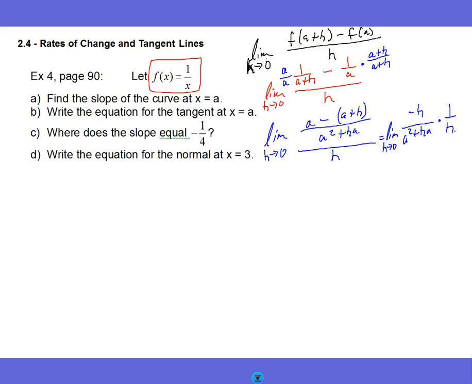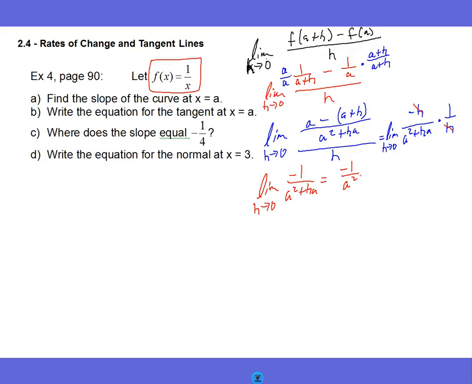Now you go, oh yeah, I can cancel now. So I'm going to cancel, but notice I still have a negative 1. So now I have the limit as h goes to 0 of negative 1 over a squared plus a h. And now as h goes to 0, I simply plug in 0 for h, and I get this to be negative 1 over a squared.